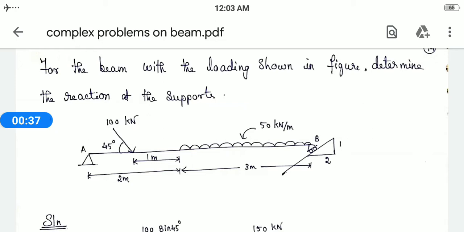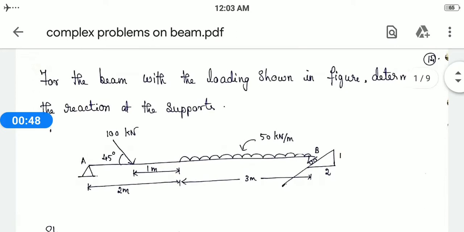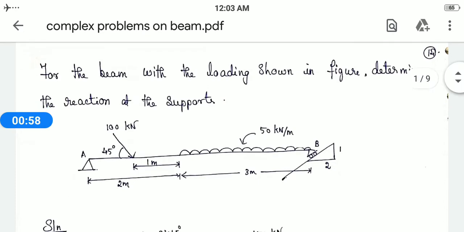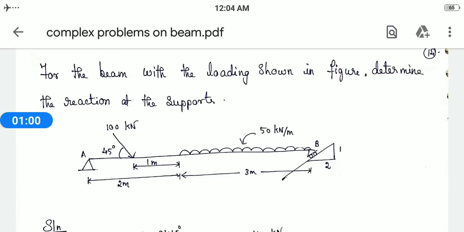I'm not going too deep into calculating the summation of H, summation of V and summation of moment. I hope everyone can now solve summation of horizontal forces equal to 0, vertical and moment. In this class, I'll show how to convert this complex sum into a simple problem so that you can do the regular steps as in your previous problems.